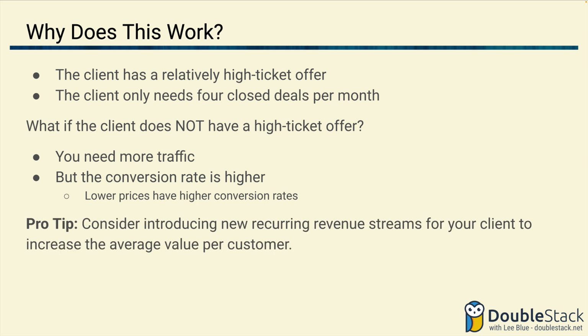But here's a pro tip. If you're working with somebody who might not have enough revenue coming in to make this efficient for them, consider adding some new recurring revenue streams to your client to increase the average value per customer. So for example, if you were working with like an HVAC business, maybe you could consider introducing a VIP program that they could charge for on a monthly basis, where if anything goes wrong with your air conditioner, they'll come out and fix it. You get reduced rates.